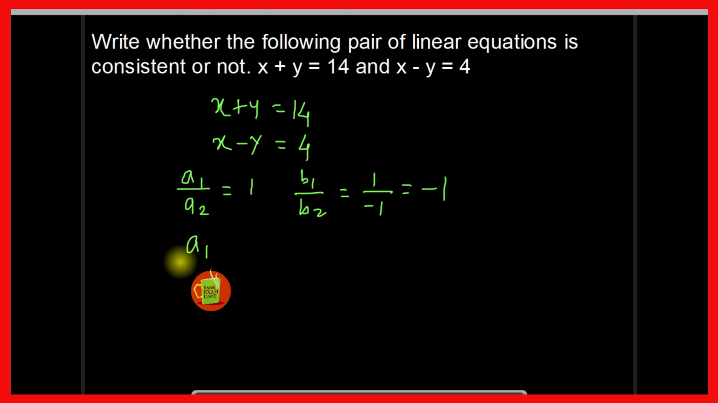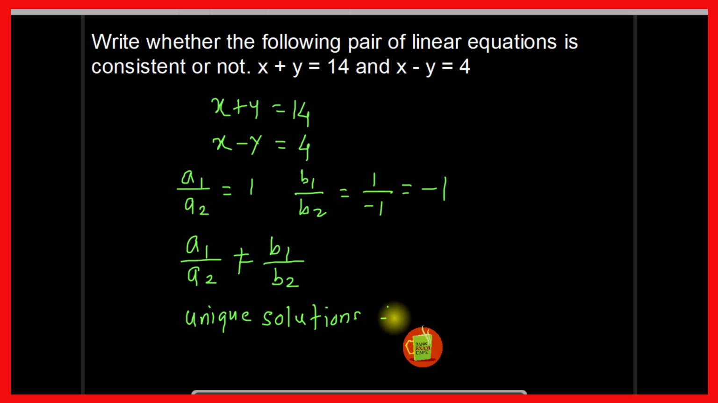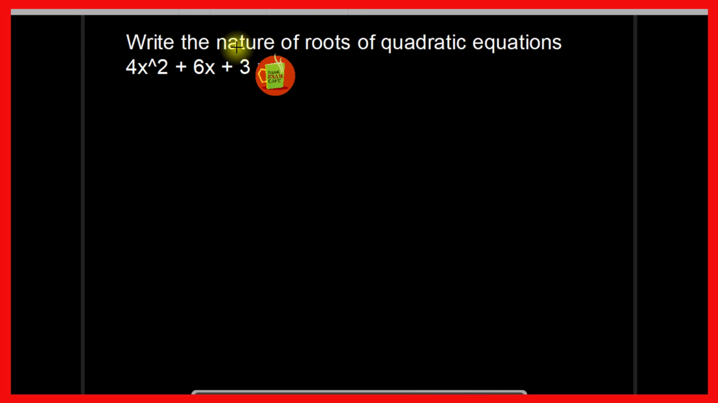So here we get a1 upon a2 is not equal to b1 upon b2, and since these two ratios are not equal, we say that the pair of linear equations has a unique solution, and therefore it is consistent. Now let us move to the next question.